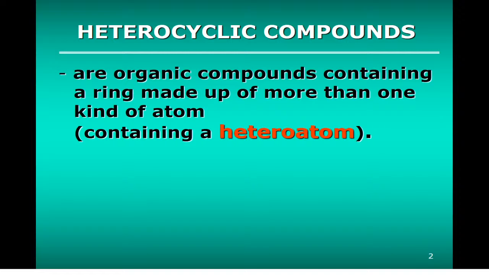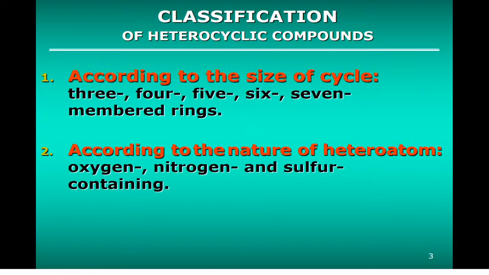So, heterocyclic compounds are organic compounds containing a ring made up of more than one kind of atom. Due to what atom is there, we can classify heterocyclic compounds into a few groups. Classification here is as important as for aliphatic compounds, because a huge number of heterocyclic compounds can be found in nature, and they are very different in their chemical and biochemical behavior. That's why classification is so important. There are four types of classification.